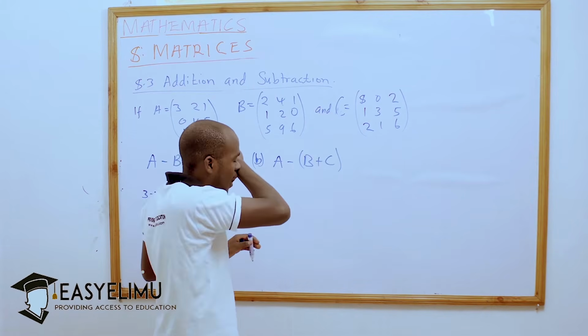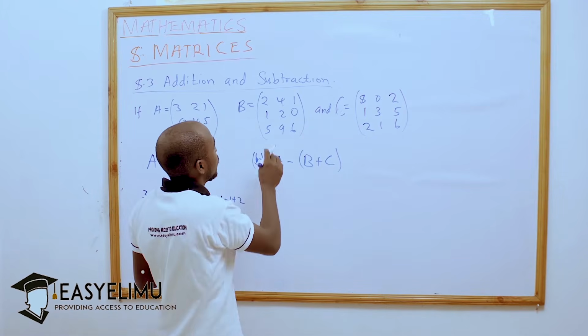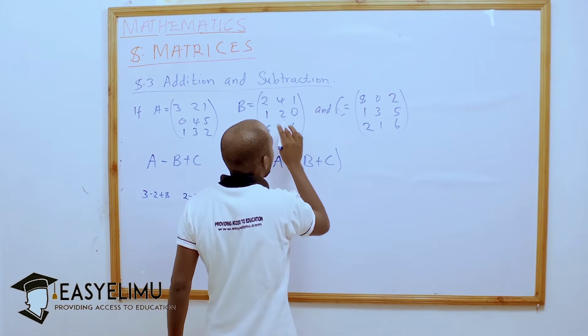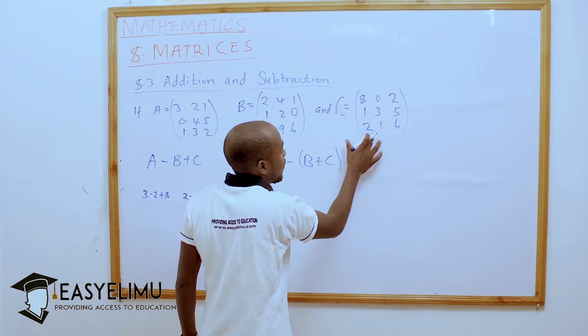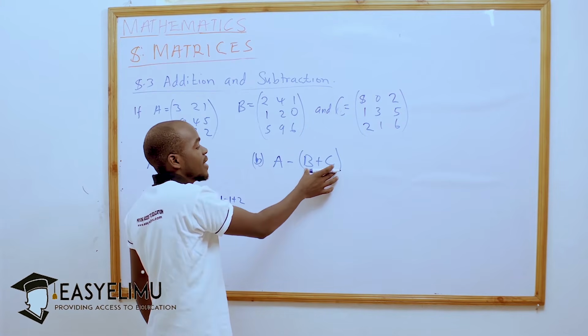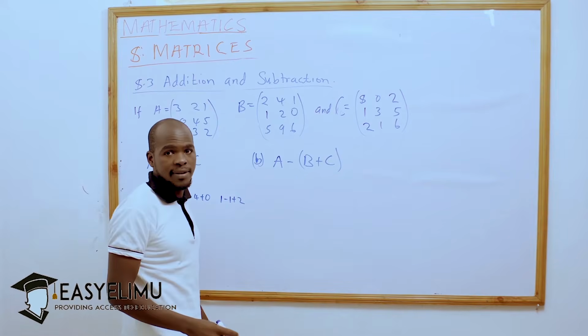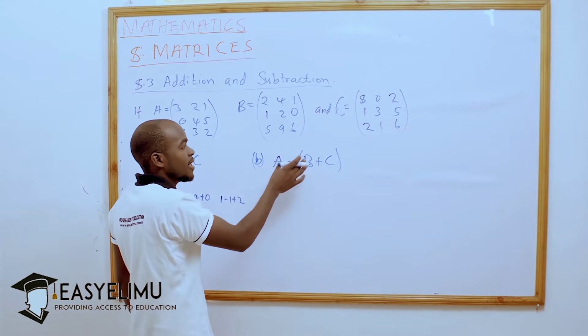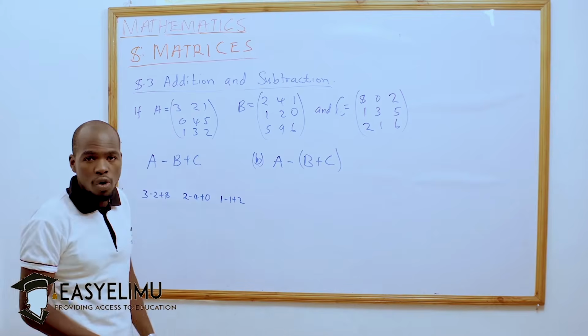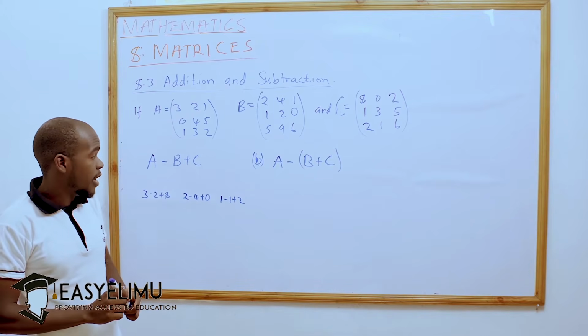You are going to work out first that of B plus C. So you will take that of B plus C first. After getting the answer here, you now take A minus that answer. Whatever you will find is the answer for the three of them.